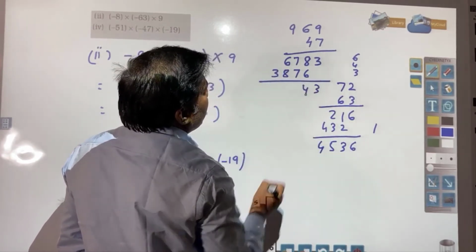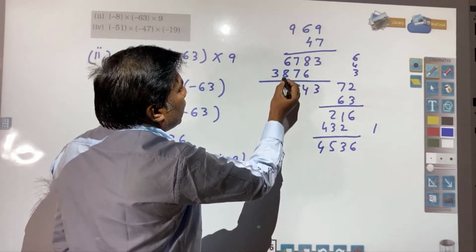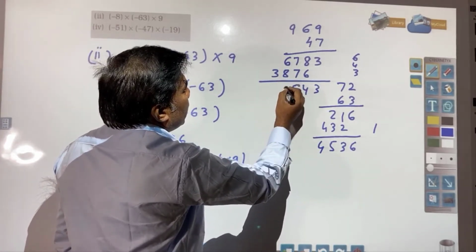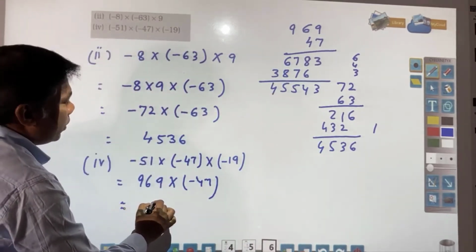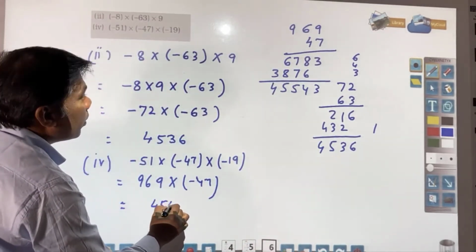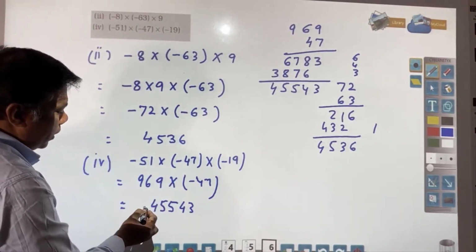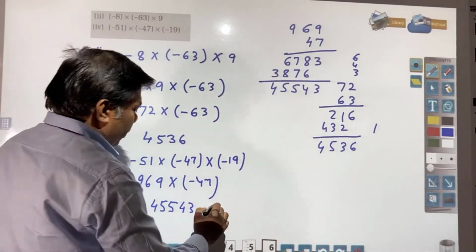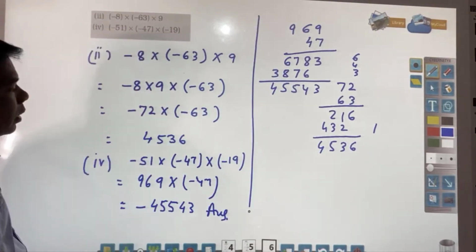3, 4, 8 and 6, 14, 4, 14 and 1, 15, again 6, 14 and 1, 15, and this will be 4. So you have 4, 5, 5, 4, 3. Unlike signs are there, so this will be negative and this will be your answer. So in this way, this is required to be done.